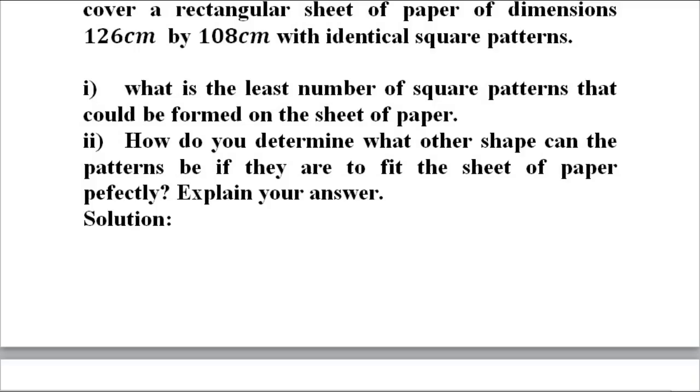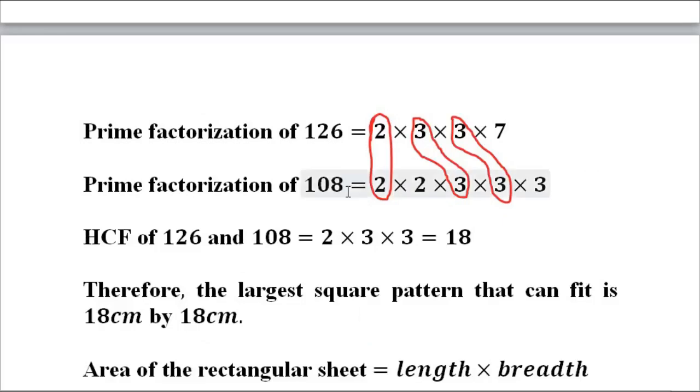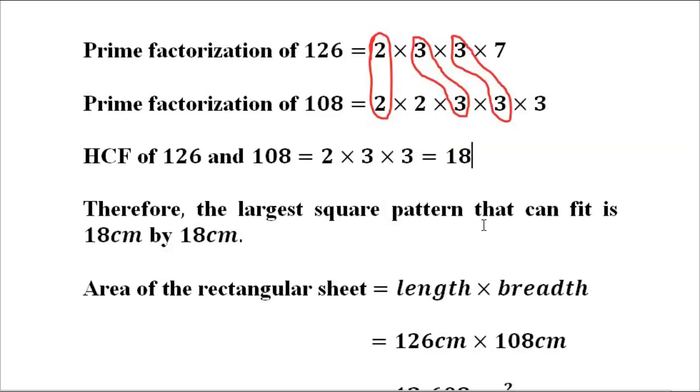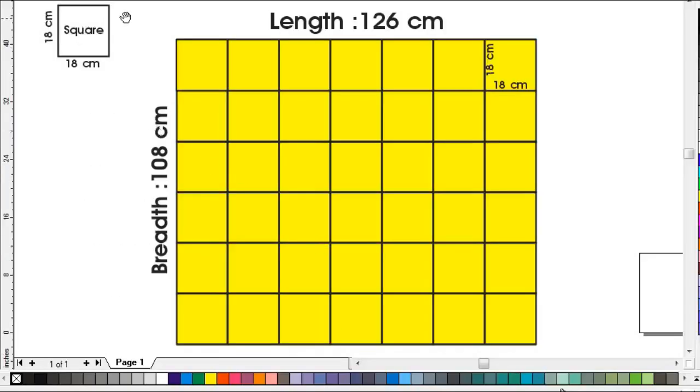So prime factorizing 126 results in 2 times 3 times 3 times 7, and factorizing 108 gives us 2 times 2 times 3 times 3 times 3. The highest common factor, HCF, is the product of the common factors, which in this case is 18. Now here 18 is the length of the side of the largest square.